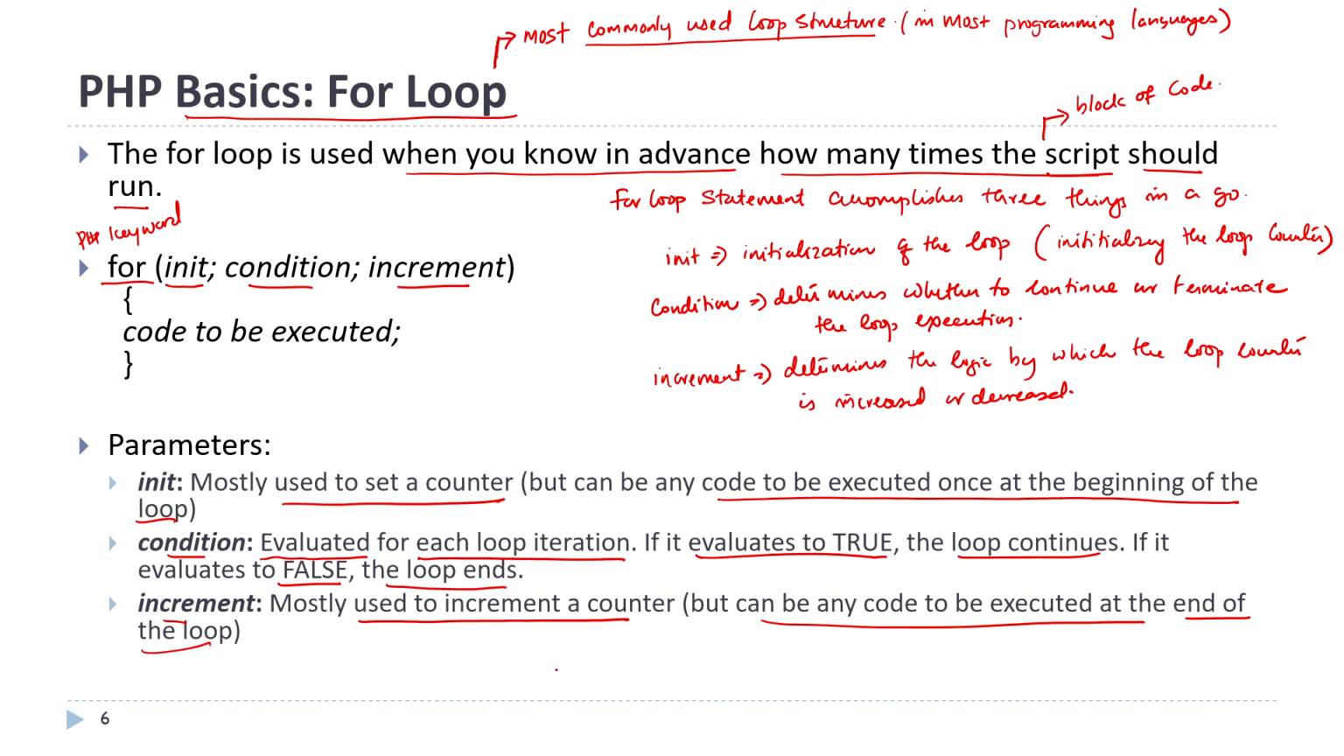So, I can write an example: for $i = 0; $i <= 10; $i++. If I say something like this, what it says is initialize $i equal to 0, and then you check whether $i is less than or equal to 10. If it is, execute the code, and then once the code execution has happened, this is the increment to the next number.